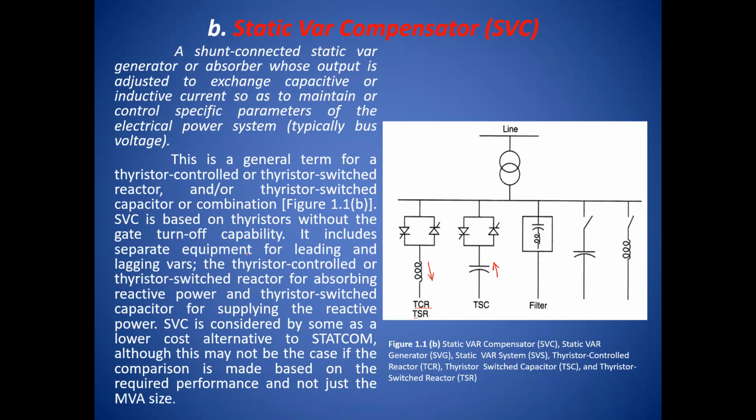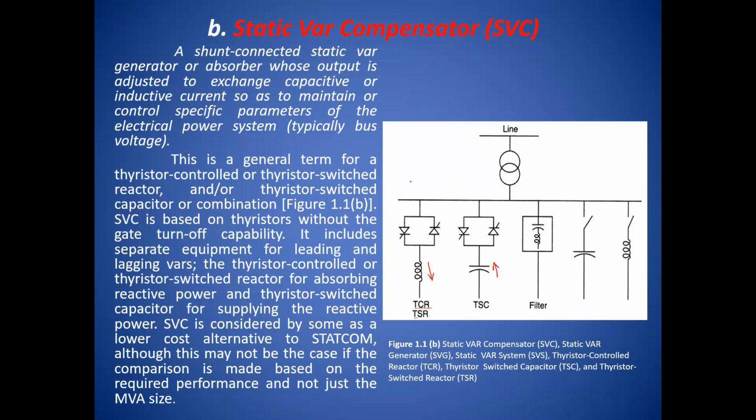It includes separate equipment for the leading VAR generator as well as the lagging VAR generator. Either it may be a combination or it may be separate. Here, this is the static VAR compensator. It is going to consume the reactive power, whereas it is delivering the reactive current. So under such a condition, it is a separate one for the thyristor controlled reactor and thyristor controlled capacitor. It is without gate turn-off capability, and it is somewhat similar to the STATCOM.